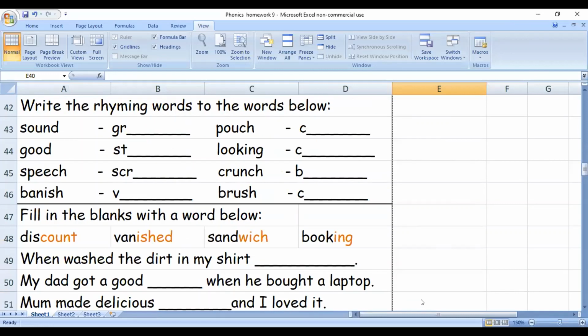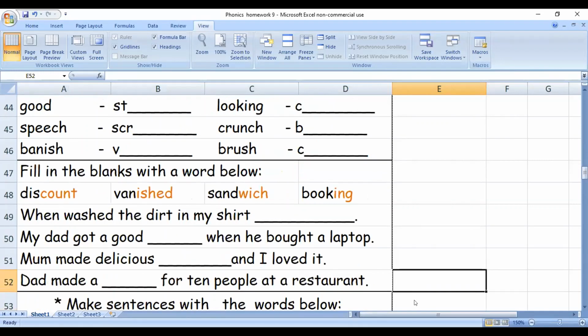And the next one is fill in the blanks with the word below. Now I have tried to use the words with 2 vowels. You can see they are in 2 colors. Now this is this, and this one is ow sound, so it is count. So together when you read, it is discount. Discount means the price is reduced.